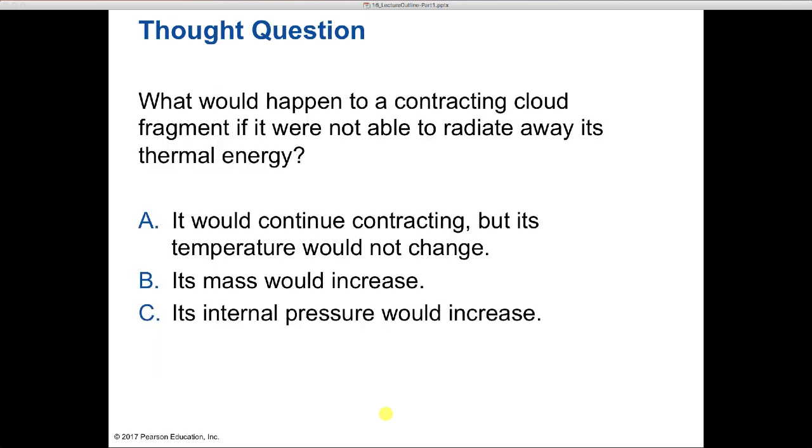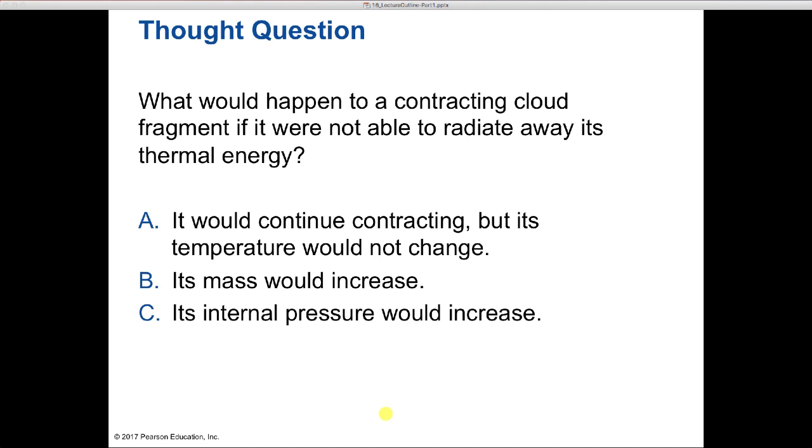It's possible. So what would happen to a contracting cloud fragment if it were not able to radiate away its thermal energy? So it couldn't get rid of that thermal energy. That thermal pressure couldn't be dissipated. So A isn't quite right. It would not continue contracting because, well, it says it would continue contracting, but its temperature would not change.